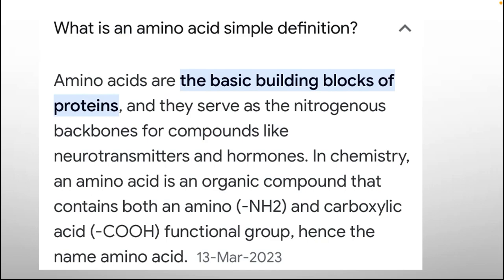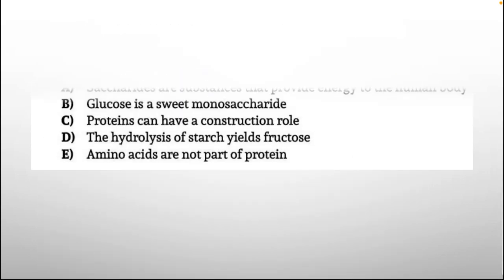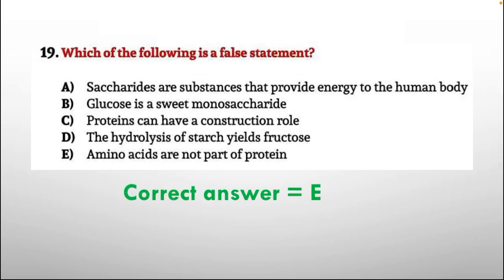What is an amino acid? Simple definition: amino acids are the basic building blocks of proteins, and they serve as the nitrogenous backbones for compounds like neurotransmitters and hormones. In chemistry, an amino acid is an organic compound that contains both an amino and carboxylic acid functional group, hence the name amino acid. According to that definition, the correct option is option number E. Amino acids are not part of protein, but these are the opposites, so that is the false statement.